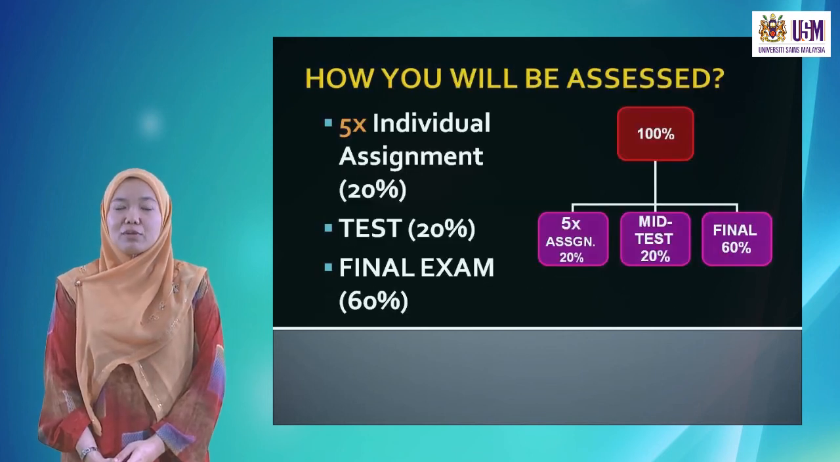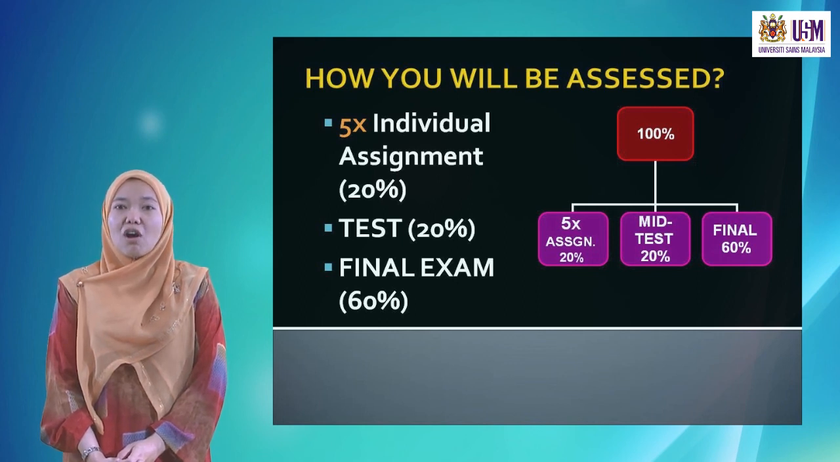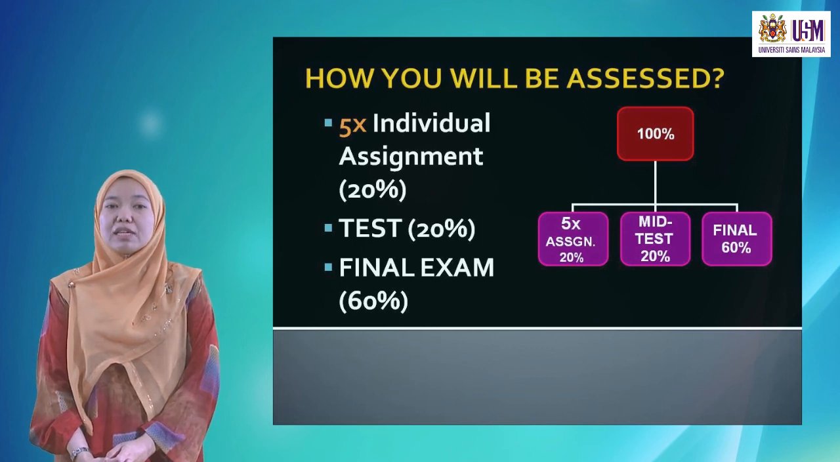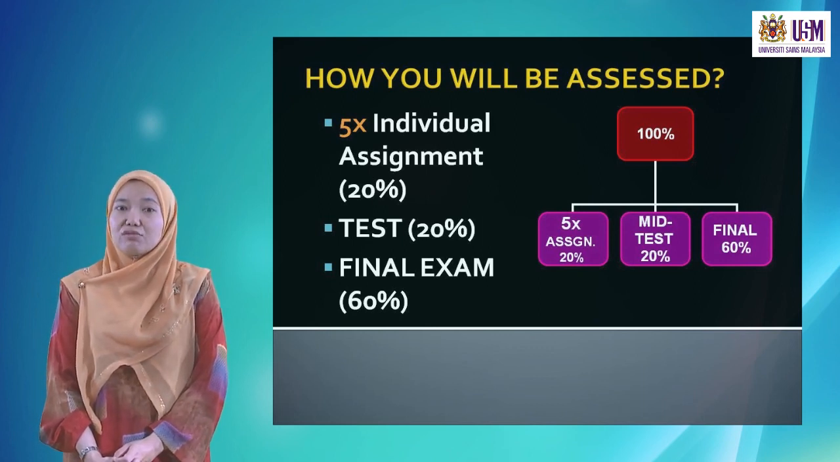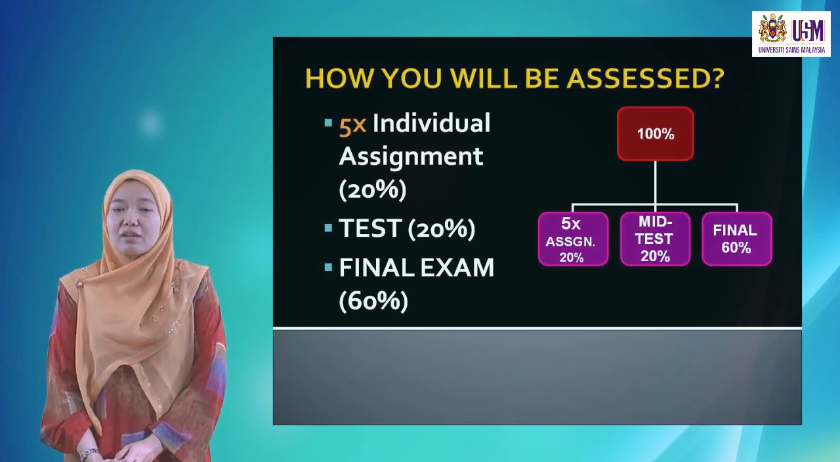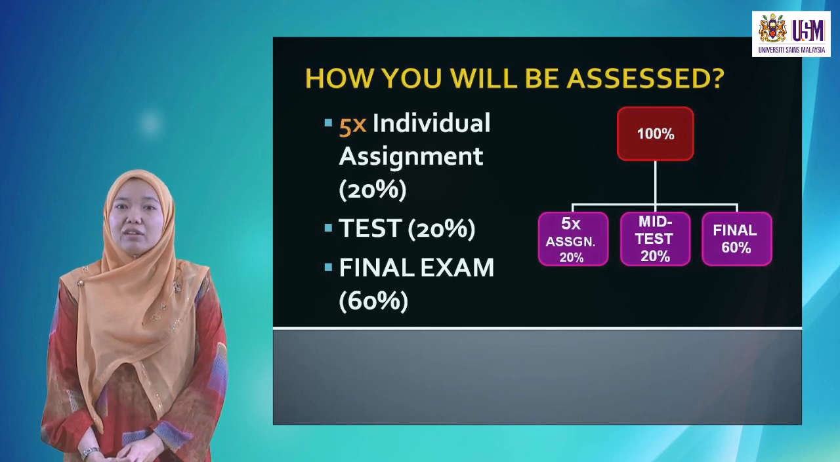If you're a student of School of Distance Education, USM, taking this at level 3 of your Bachelor of Science Economics, this is how you will be assessed. The first part of the assessment is individual assignments. There will be 5 individual assignments that you have to do, and all 5 will contribute 20% toward the overall assessment. The second part is tests, midterm tests during the intensive week where you come to campus. These tests will contribute 20%. And the final part of the assessment is the final exam, a 60% contribution.